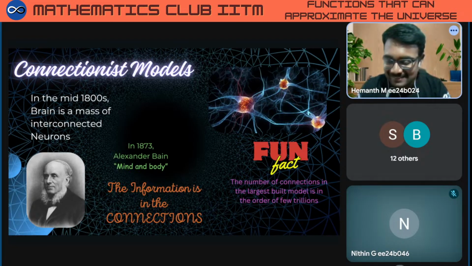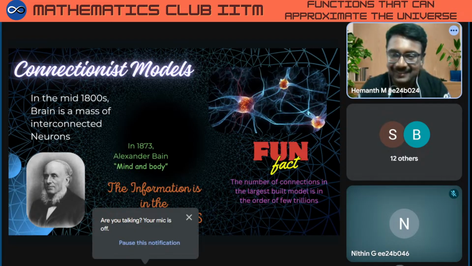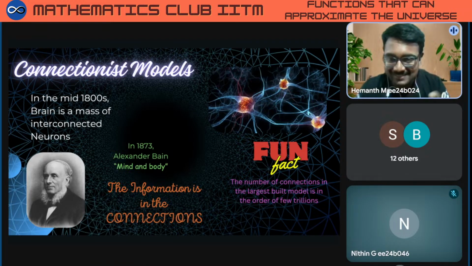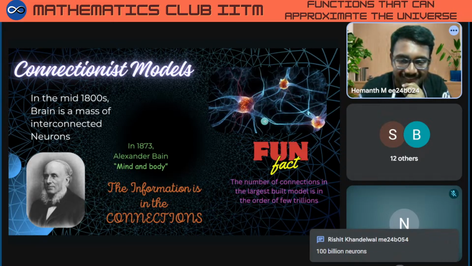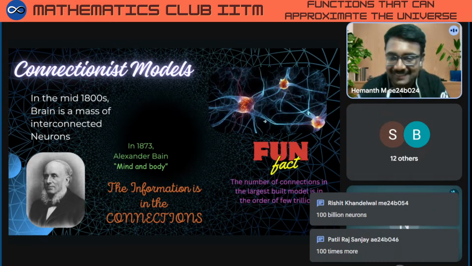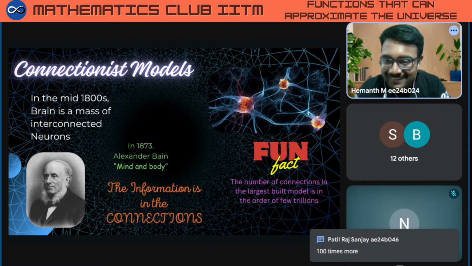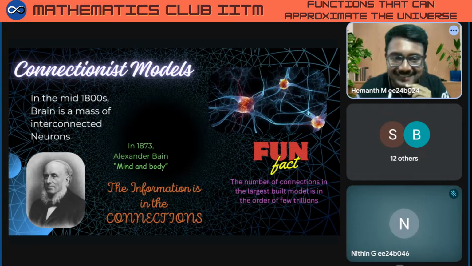Can someone guess the total number of neurons and connections in your human brain? I mean, just don't Google it because you'll obviously get the answer. Just give some wild guess in the chat. How many neurons or how many connections are there in your human brain? 100 billion neurons, correct? 100 times more. Yes. So good that you guys have answered.